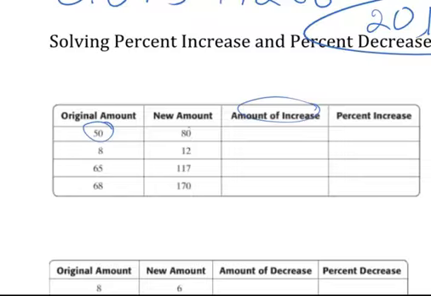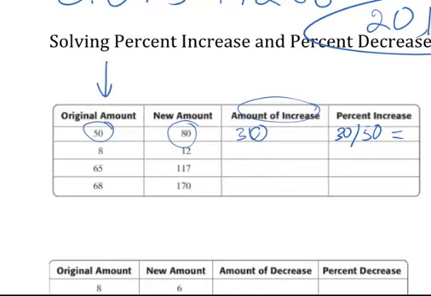If we used to have $50, now we have $80, well, that means that we gained $30. Now the way we're going to find the percent increase is we're going to take that number that we just found, 30, and divide it always by my original amount, 50, and I'm going to change that to a percent.